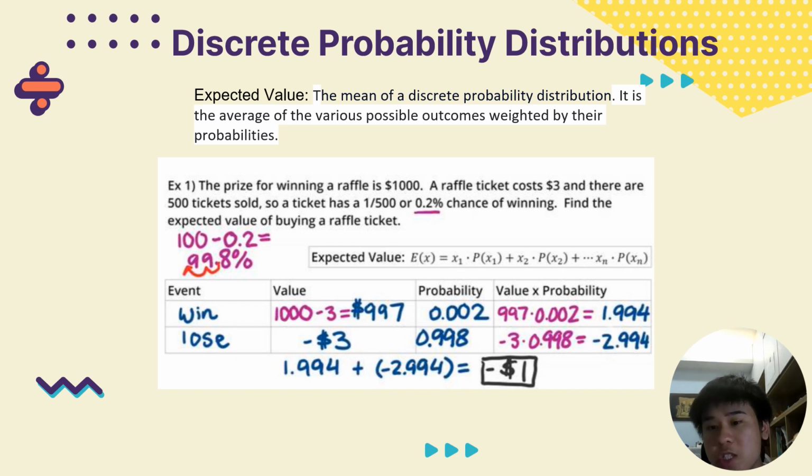The value for losing is -3, times the probability, 99.8%, which gives you -2.994. Now, when you add those 2 numbers together, you get approximately negative 1, and that will be your expected value. So when there are more events, just do more work. You do the same thing: value times the probability, add all of them up, and that is your expected value.